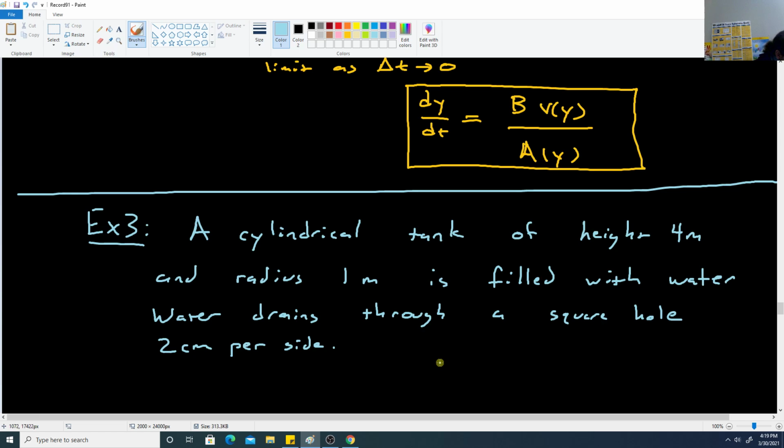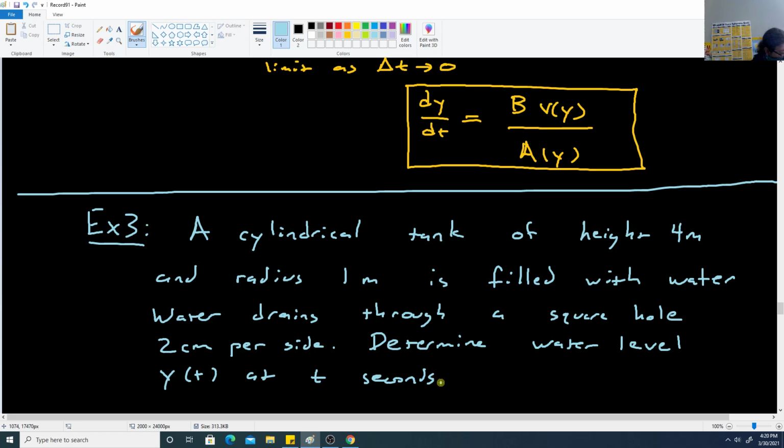We want to determine the water level y of t at t seconds. And then what we want to do is say, how long does it take the tank to go from full to empty?